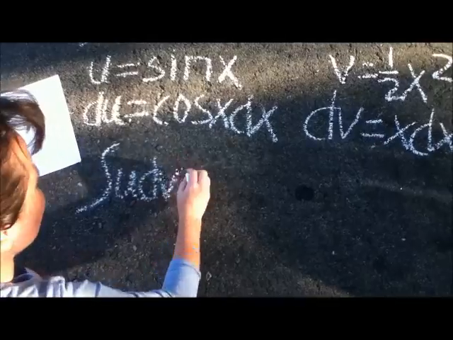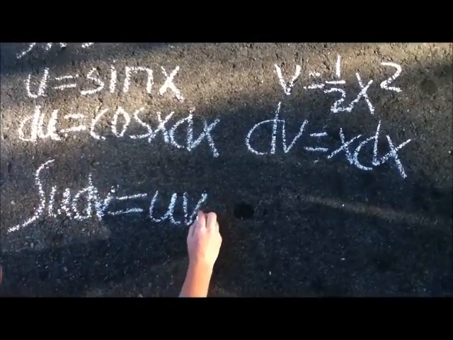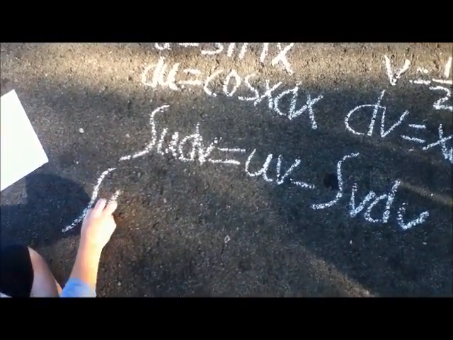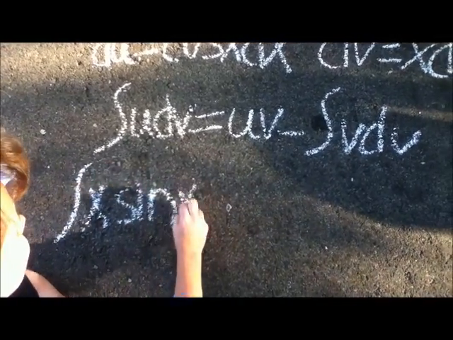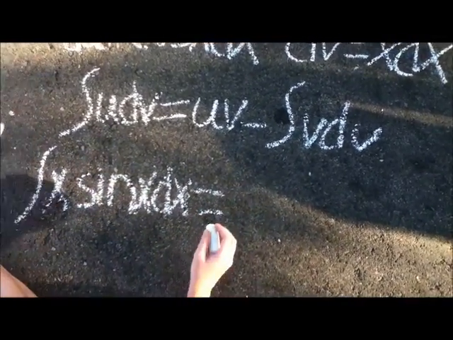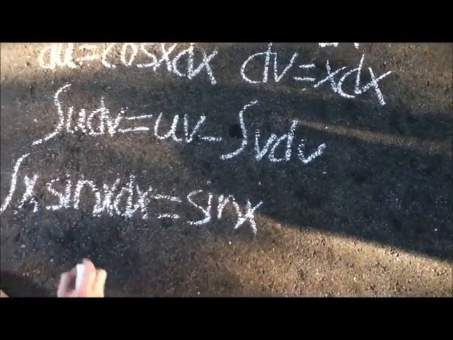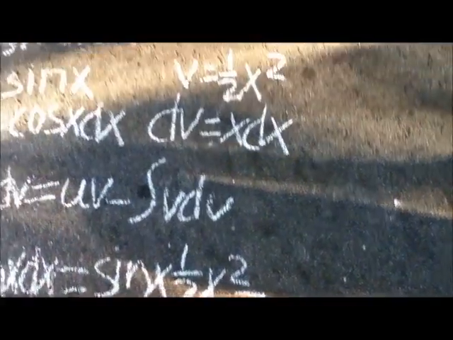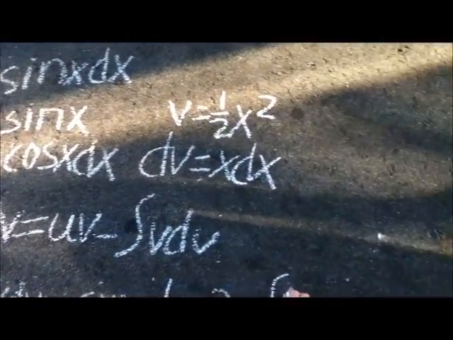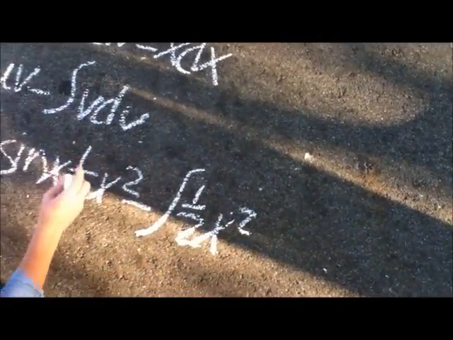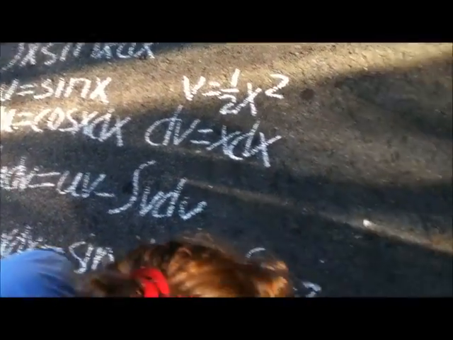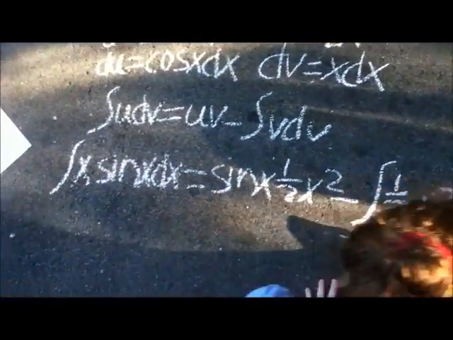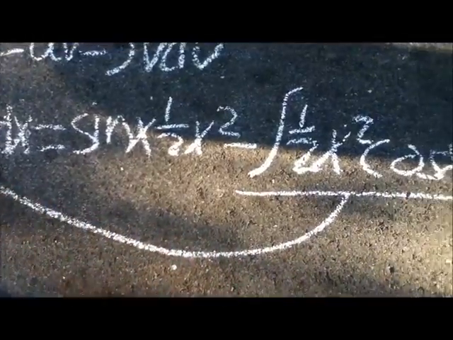u dv equals uv minus the integral of v du, we find that the integral of x sine of x dx equals u, which we said was sine of x, times v, which we said is 1/2 x squared, minus the integral of v, 1/2 x squared, du, which will be cosine x dx.